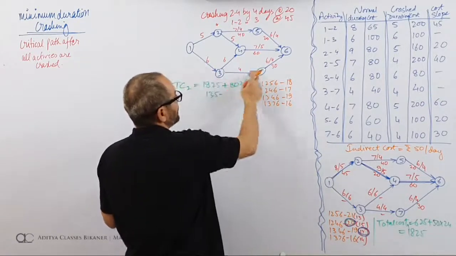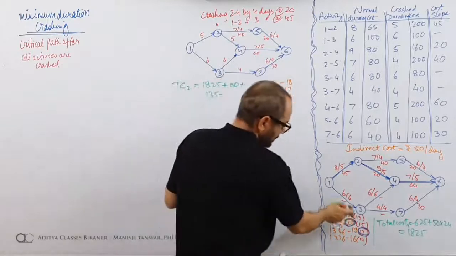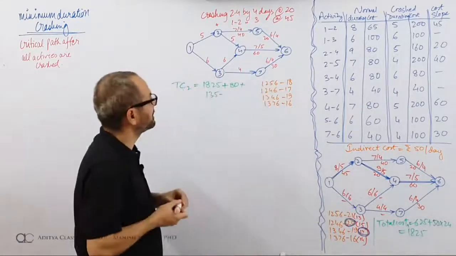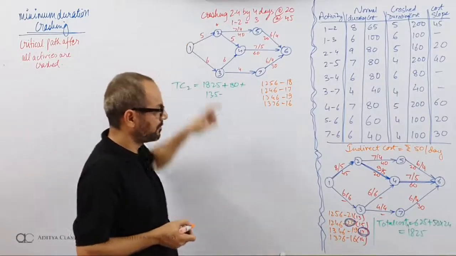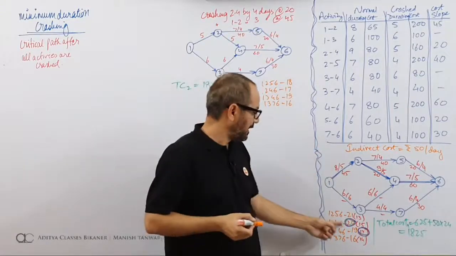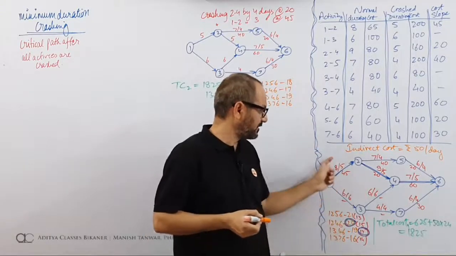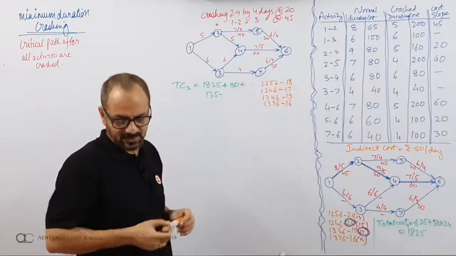So we have 6 and 4, 10 and 6, 16, 6 and 6, 12 and 7, 19. These two have come down. 21 has come down to 18 because I saved 3 days over here, which was common to both. So 21 comes down to 18. And in this case, 1, 2, 4, 6, I saved 3 over here and 4 days over here. So it is down to 17. So these are my new critical paths.